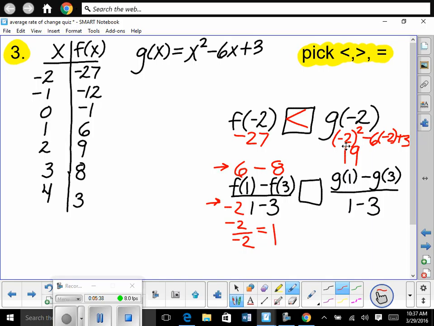So g of 1, this one's going to take a little bit. Let's plug in 1 with our calculator. So we'll have 1 squared minus 6 times 1 plus 3. Let's find g of 1. Go. Negative 2. That is correct.